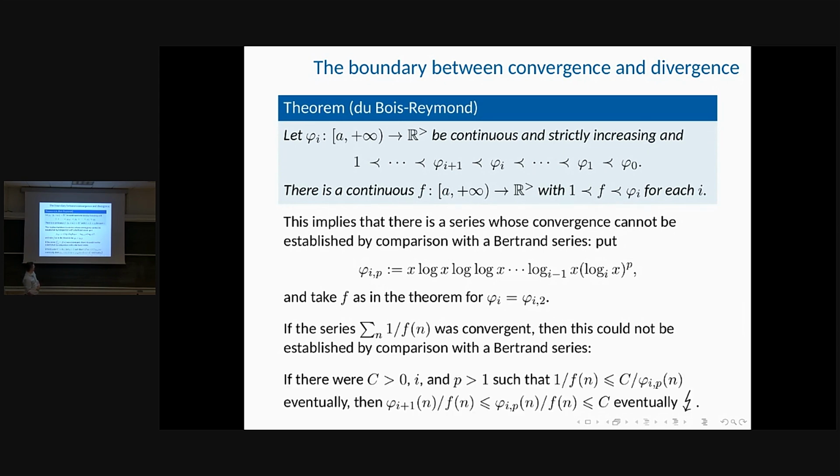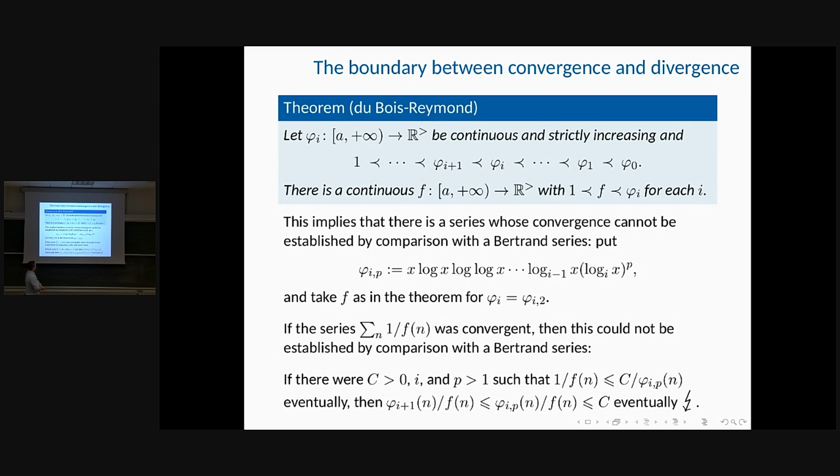Okay, because if it was comparable to a Bertrand series, for example, for some p bigger than 1 and some constant, right? So if the terms were eventually bounded by the general term of this Bertrand series, which is 1 over phi I p of n, well, then going to the next I plus 1, throwing in 1 more iterate of the log, you would get that phi I plus 1 of n divided by fn is bounded above by phi I p of n divided by fn, and by the choice here, this would be bounded by c. So this would mean that this fn would not be growing slower than phi I plus 1. So this would contradict the choice of the f. Okay. So this is the theorem that he proved.